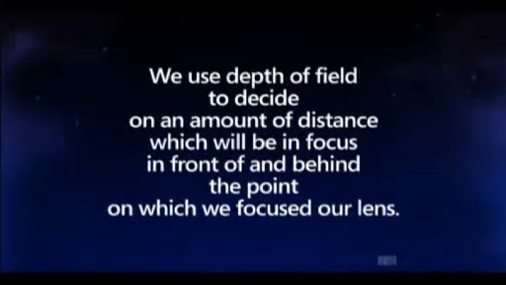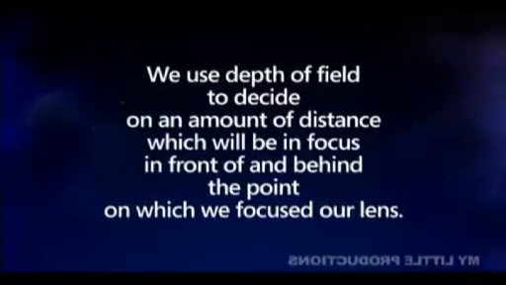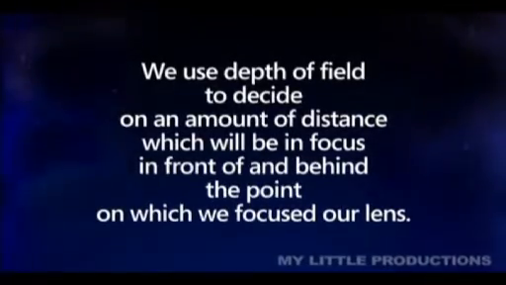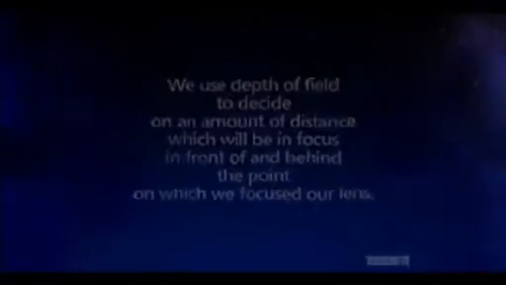We use depth of field to decide on an amount of distance which will be in focus in front of and behind the point on which we focused our lens. This means that if there is, let's say, a background that we don't like, then by using a shallow depth of field we will be able to blur it out, or if we like it, make it look sharp by stretching the depth of field.